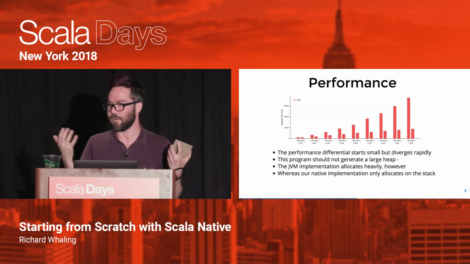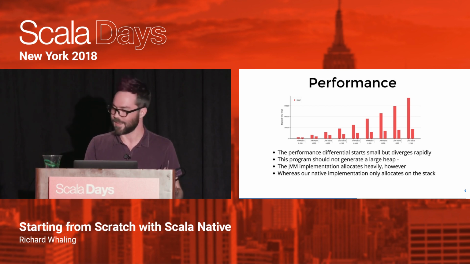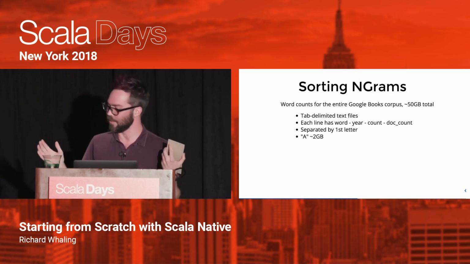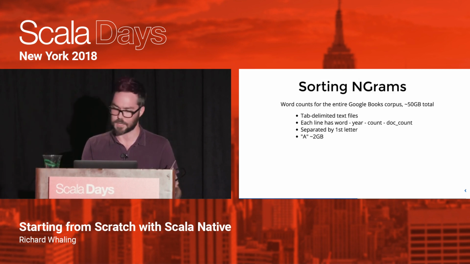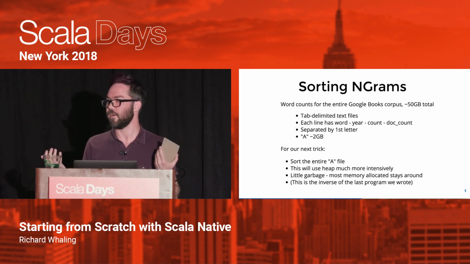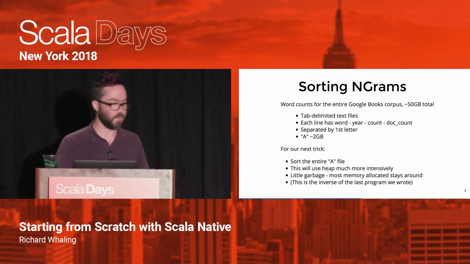You couldn't think of a better example for Native kicking the JVM's butt, to use strong language. So let's come up with something that tests some different conditions, I guess. Now we're going to sort the exact same file. This is going to use heap much more intensively. This doesn't generate garbage, right? It's just reading a bunch of data and keeping it around. And that's the inverse of the performance characteristics of the last program we wrote.